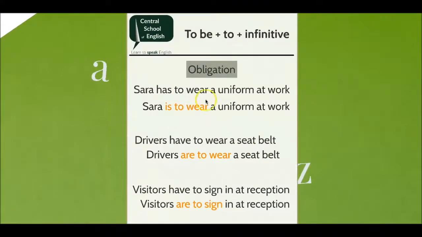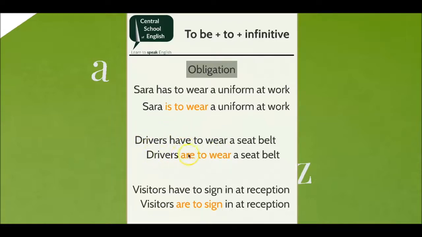Another example is, Sarah has to wear a uniform at work. This sentence can be rewritten as Sarah is to wear a uniform at work. Both sentences communicate obligation, however, the second sentence is more formal.